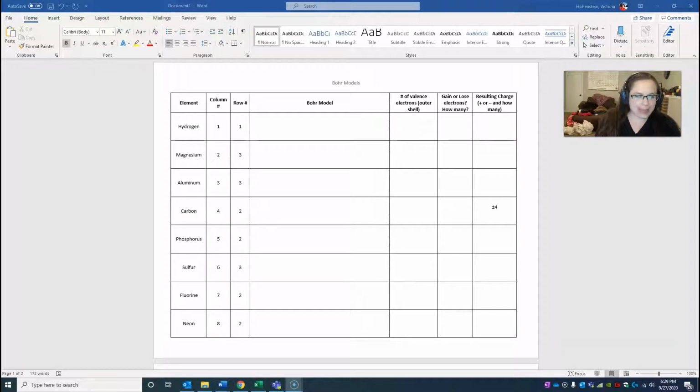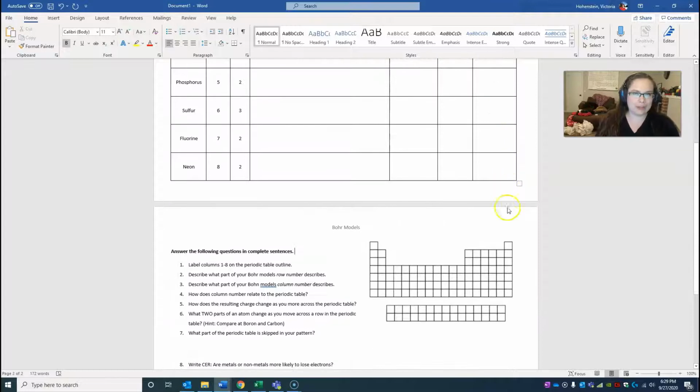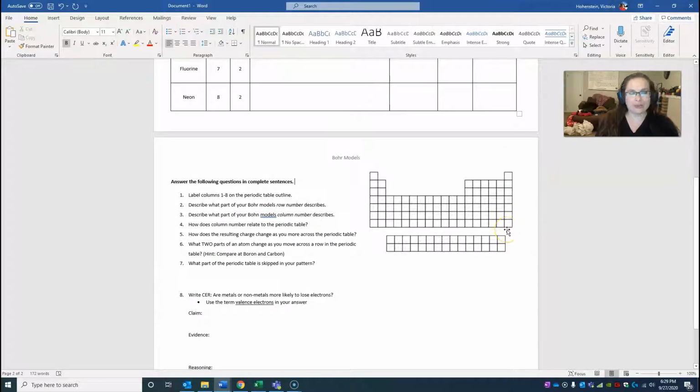I give you 8 elements I'd like you to draw Bohr models for, and then I give you column number and row number. I'd like you to draw the Bohr model, find the number of valence electrons, determine if it's going to lose or gain electrons, and then the resulting charge. Notice that I gave you the charge of carbon because that one's kind of in the middle and we didn't talk about it when we went over whether atoms are going to lose or gain electrons during our class meeting.